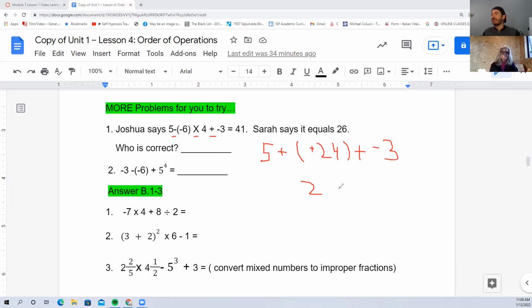Not 25, silly teacher. Plus a -3 still. And we know from our previous lessons that when we're adding numbers that have different signs, we're effectively subtracting. So 3 off of 29 is 26. And the bigger number is going to give us the sign. It's a war, not a party. So that is 26. Sarah is correct.